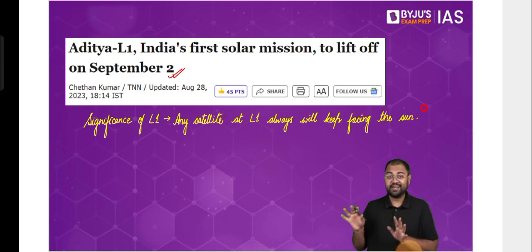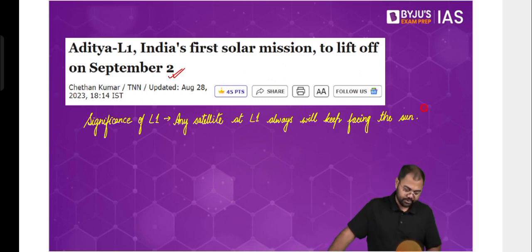So in a manner, it will have 24-hour access to the sun, and that's why it makes it easier for us to observe and study the sun by keeping Aditya L1 at L1. So that is the reason why L1 has been chosen for Aditya L1.